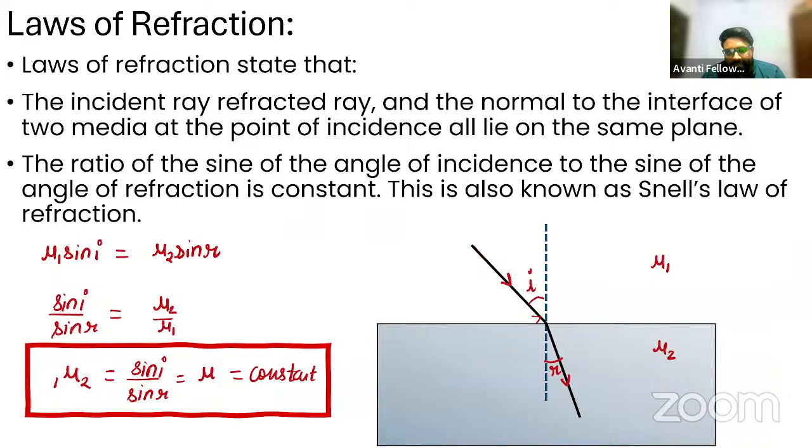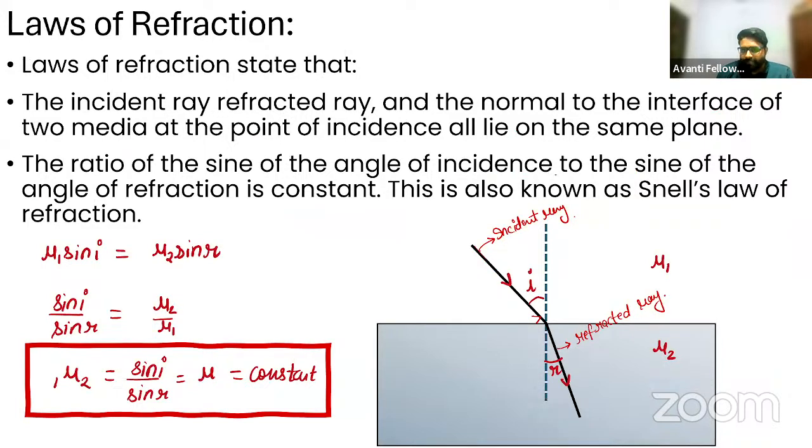And the incident ray is this. This is the incident ray. And after refraction, this ray will become the refracted ray. Refracted ray. Okay, is that clear?